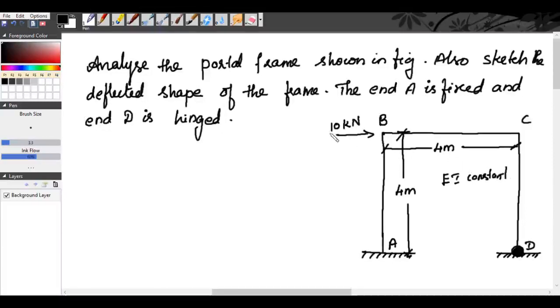Now, there is a joint load of 10 kilonewton acting at the joint B, which means there will be a side sway towards the right. Since the load is acting like this, your frame will shift towards the right. Now, we will move on to our problem. As usual, our first step is to find the fixed end moments.